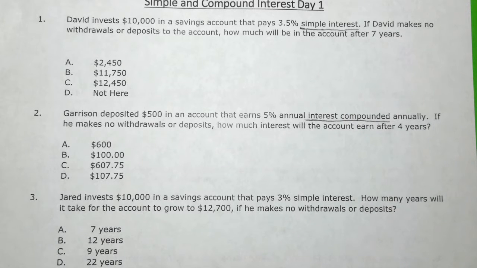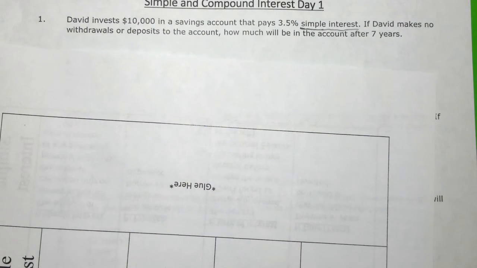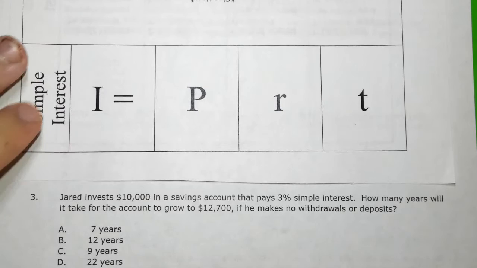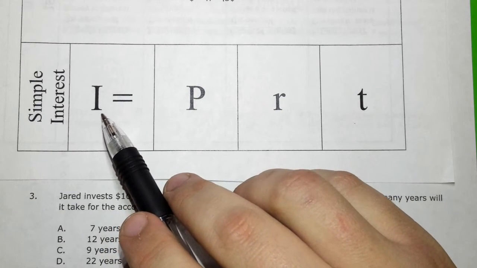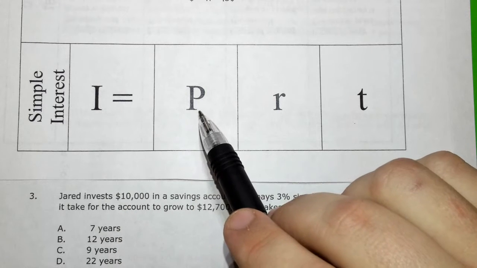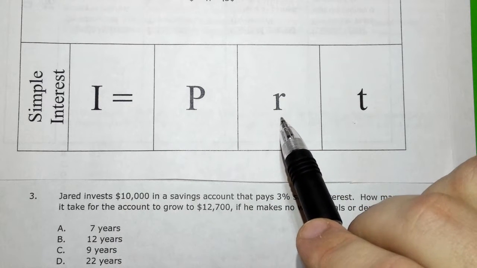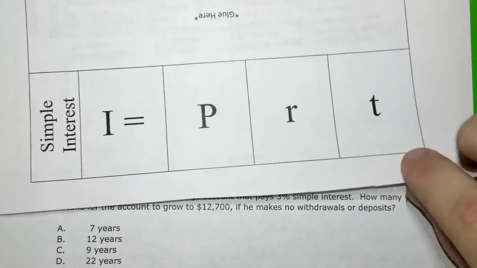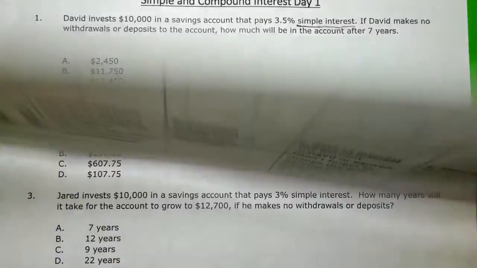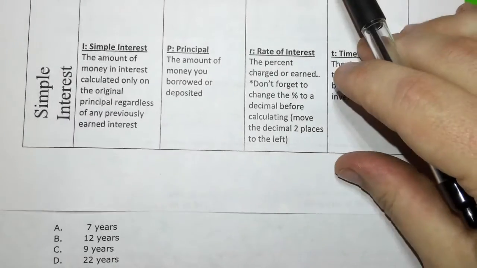One of these formulas is going to be I equals PRT. And that formula looks like this right here. Okay? And what this stands for is the interest, the simple interest equals the principal times the interest rate times the time in years. And this is your cutout that you got today in class. And on the back of it, it tells you what everything stands for.